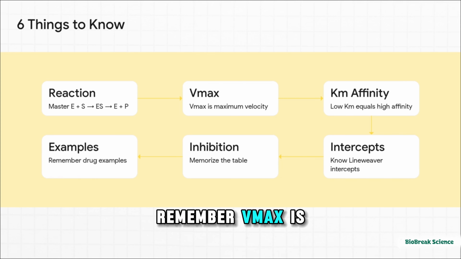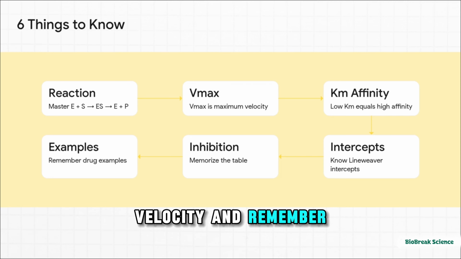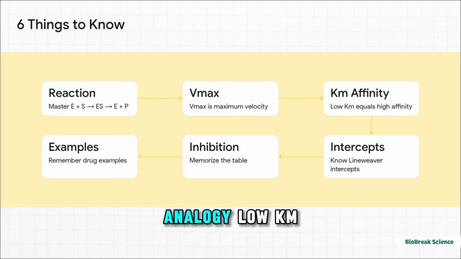Step 2, remember Vmax is maximum velocity, and remember that the Michaelis-Menten curve plateaus because velocity does not increase with more substrate once those enzymes are fully saturated. Step 3, Km represents affinity. Remember our magnet analogy. Low Km means high affinity. Step 4, know those Lineweaver-Burk intercepts. Y-intercept is 1 over Vmax, X-intercept is -1 over Km.